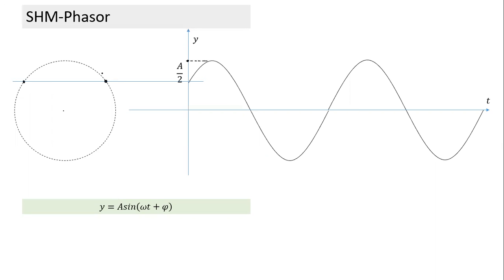So which is the right position? This is the right position. So if I connect this point here, that indicates my initial position of the phasor. This is at t is equal to 0. And at t is equal to 0, if I mark this angle here, this indicates my phase constant.